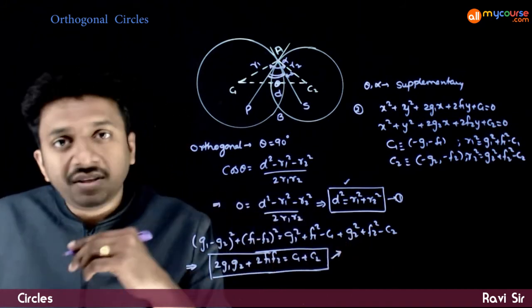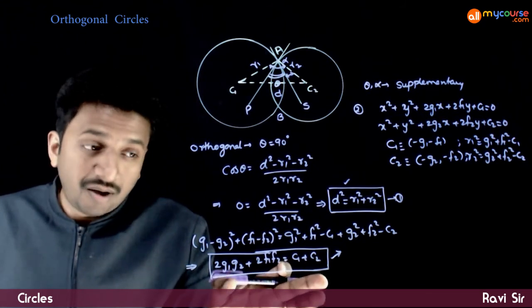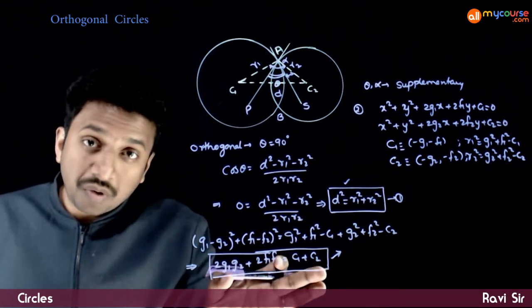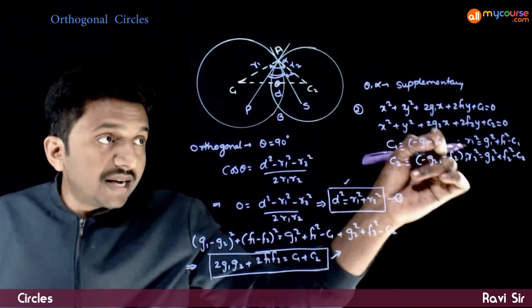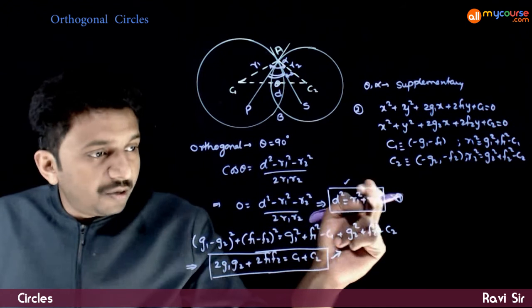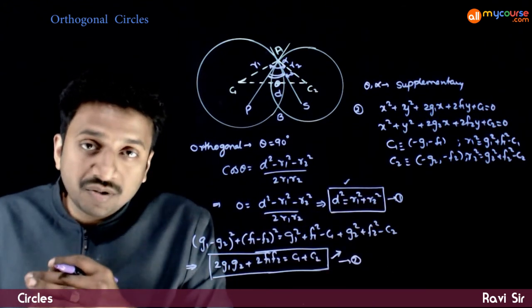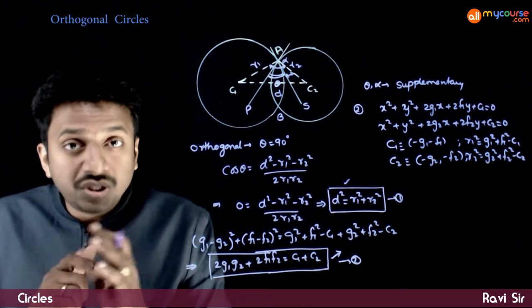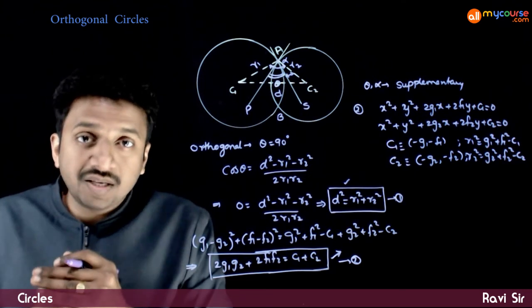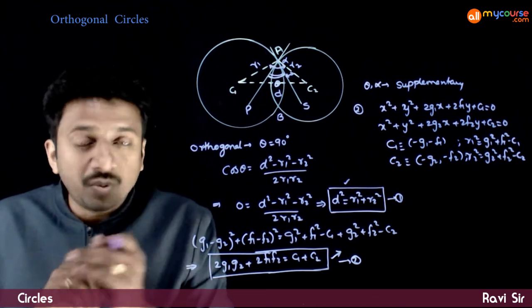So this will be the equation or the condition which will be satisfied if two circles of this form are orthogonal to each other. So you need to remember these two conditions. First is d square is equal to r1 square plus r2 square. The second condition is 2g1 g2 plus 2f1 f2 is equal to c1 plus c2. So let us take a very small example for this.